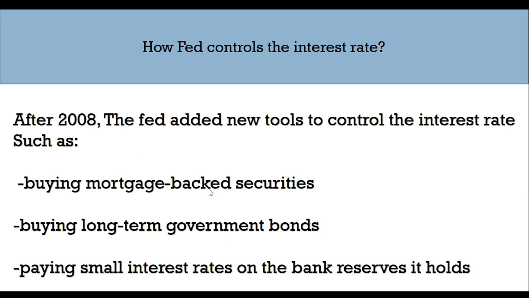But the Fed can buy them in order to increase the money supply, and also we have buying long-term government bonds, and we also have paying a small interest rate on the bank reserves it holds. Okay, so those are new tools that were added after 2008 in order to control the interest rate.